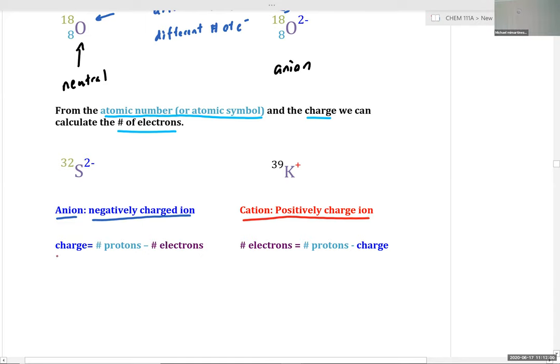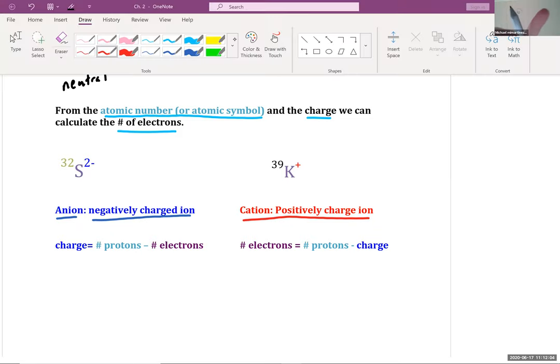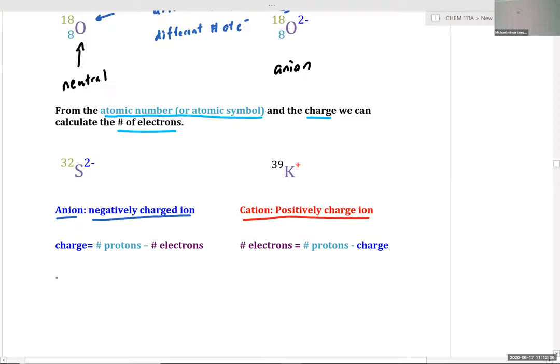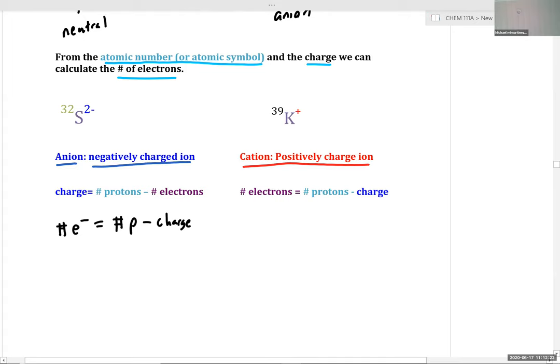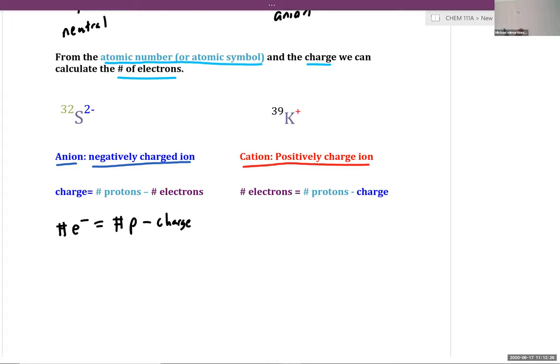So if we rearrange our equation for charge, we can solve for the number of electrons, and that in turn gives us the equation: the number of electrons is equal to the number of protons minus the charge. So let's apply this to a few examples. But we will need to play a bit of a fill in the blank game here.